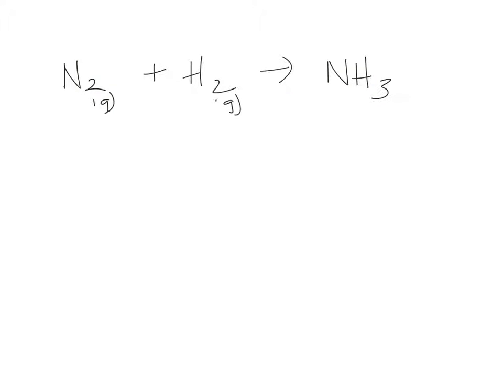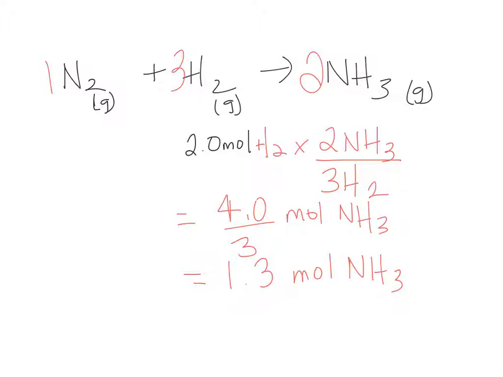Nitrogen gas plus hydrogen gas makes ammonia gas. If we have 2 moles of hydrogen, how much ammonia can we produce? Go.